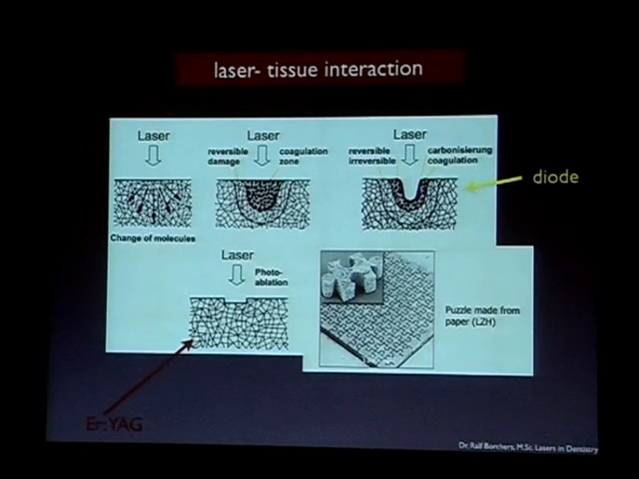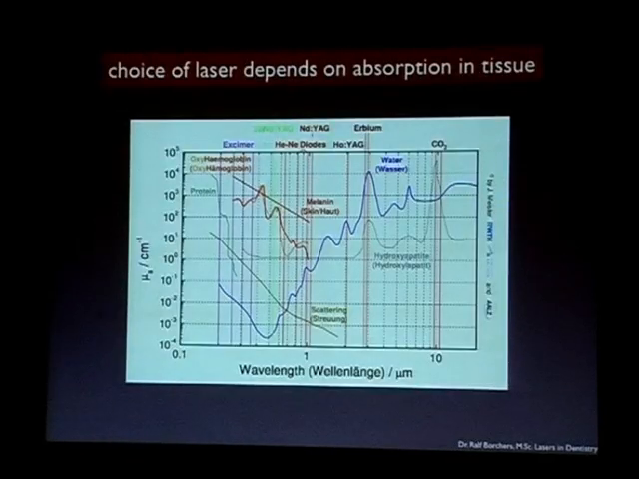The difference is if you use a dyed laser, you will get a reversible and irreversible zone of coagulation. And if there is too much power, or if you remain too long on the same spot, you will get carbonization. That will not occur with an erbium-YAG, because with an erbium-YAG you get photoablation without creating carbonization. And if you have very proper parameters, you can make a puzzle out of paper without burning the paper.